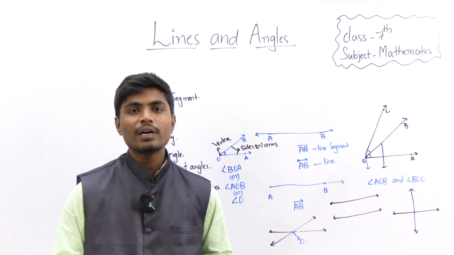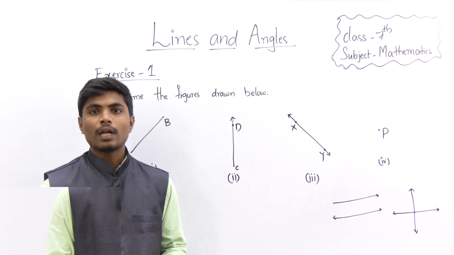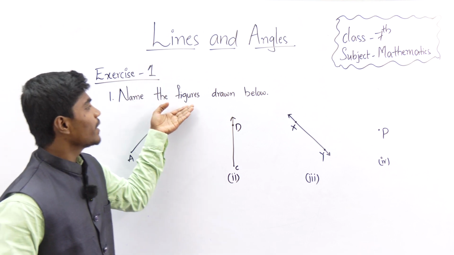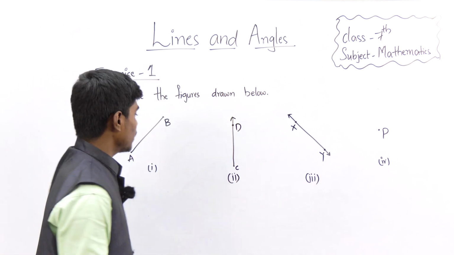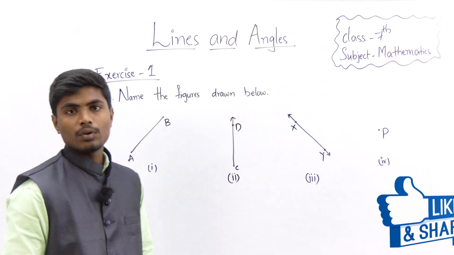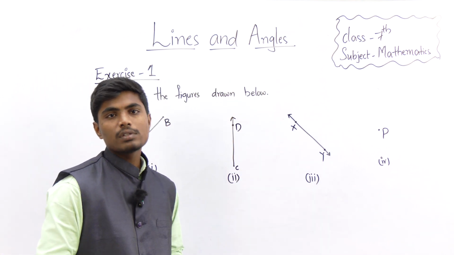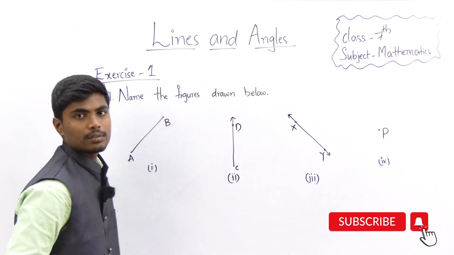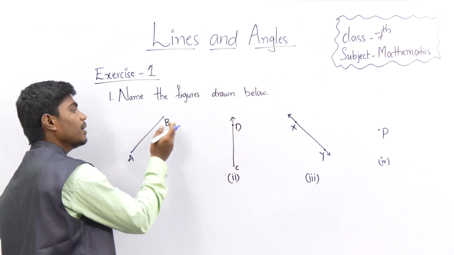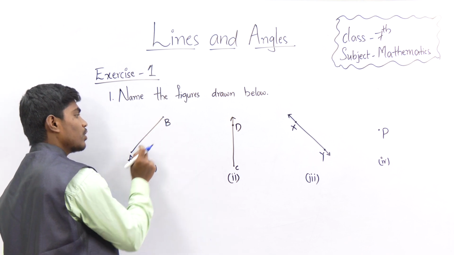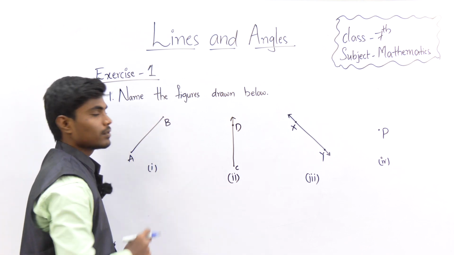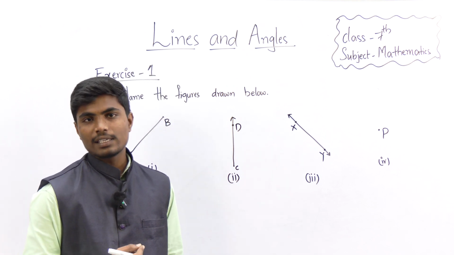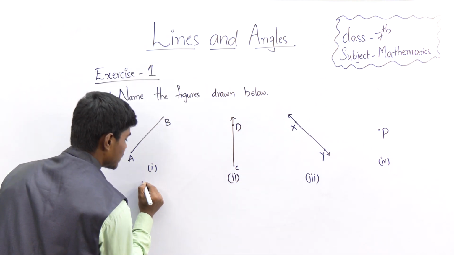Now let's move to exercise 1. Name the figures drawn below. Here he gave some figures, and we have to name those figures. Let's see the first one. Here we have 2 points, A and B. One line is joining these 2 points. The line joining 2 points is known as a line segment. So this is a line segment.